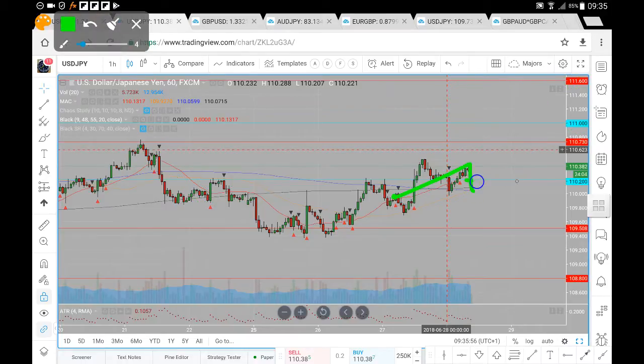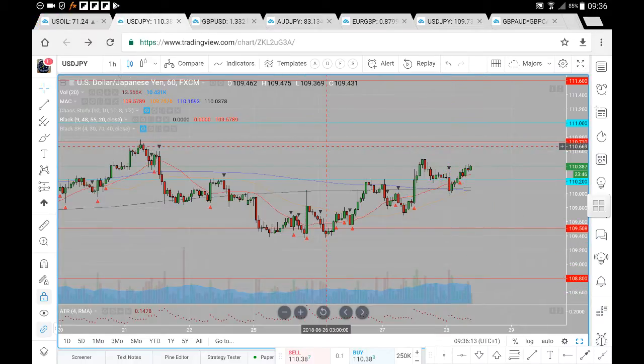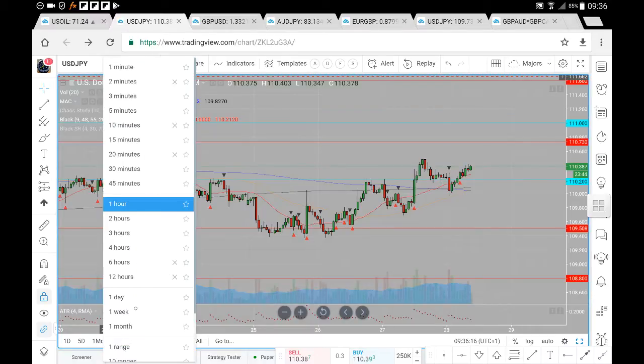If however we do break down from where we are at present and from that 110.20, we look to see if we do find support again at the 200 and 400 period moving averages. If we do break down from there, we're looking for a move down to the 109.50, and if we do see further volatility to the downside, we're looking for a move down towards 108.80 here on the US dollar Japanese yen.